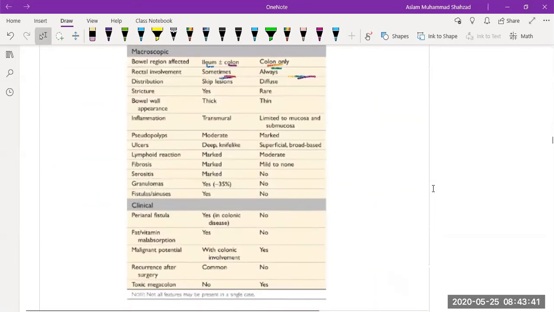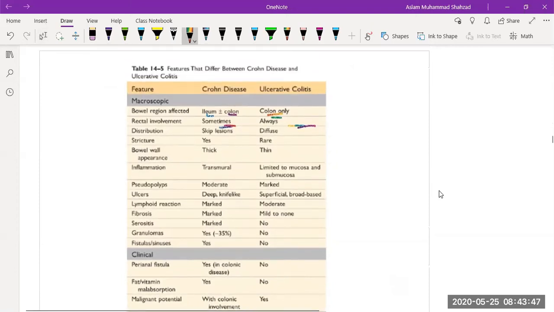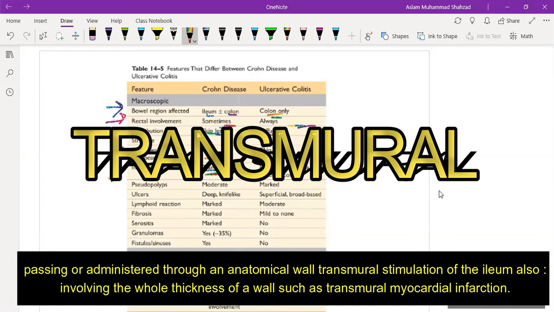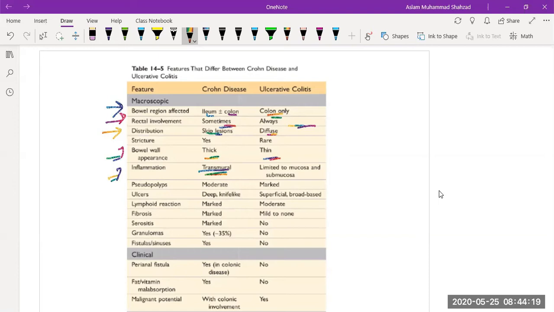I'm not going to discuss all of them. I'm going to discuss only major perspectives. One is the bowel region, that is very important to know. Then the rectal involvement is important. Distribution, I already mentioned skip lesions, and ulcerative colitis is more diffuse. Then the bowel appearance is the next important thing: it is thick, whereas in ulcerative colitis it is thin. The inflammation is very important; it is transmural. I already mentioned it. What is transmural? I already put the definition below, you can see. Whereas ulcerative colitis is limited to mucosa and submucosa.